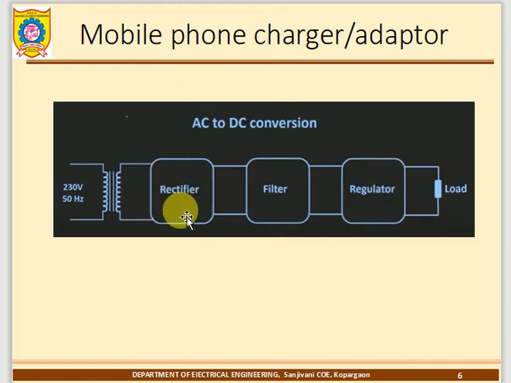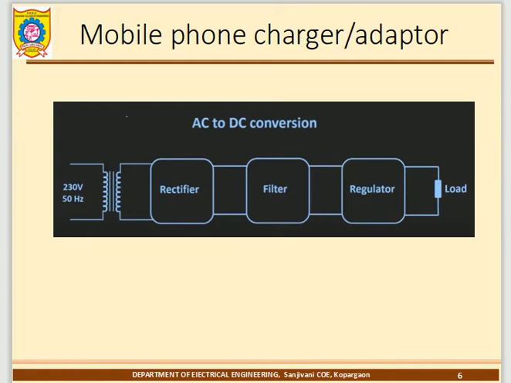Then what is there inside the rectifier? Inside, it is either a half wave rectifier or a full wave rectifier. What is the difference between half wave and full wave? Half wave has low efficiency, and full wave has high efficiency. You can go for a diode rectifier or a controlled rectifier.